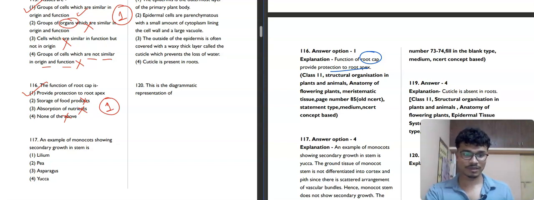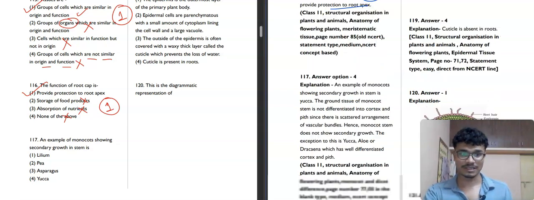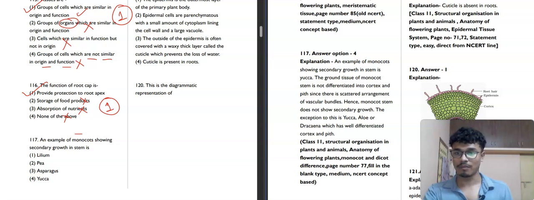Now we'll move towards the next question, which is question number 117. Okay, so 117, what is it saying? An example of monocots showing secondary growth in stem is lilium, pea, asparagus or yucca. So an example of monocots showing secondary growth in stem is yucca. So the fourth option is our correct answer.